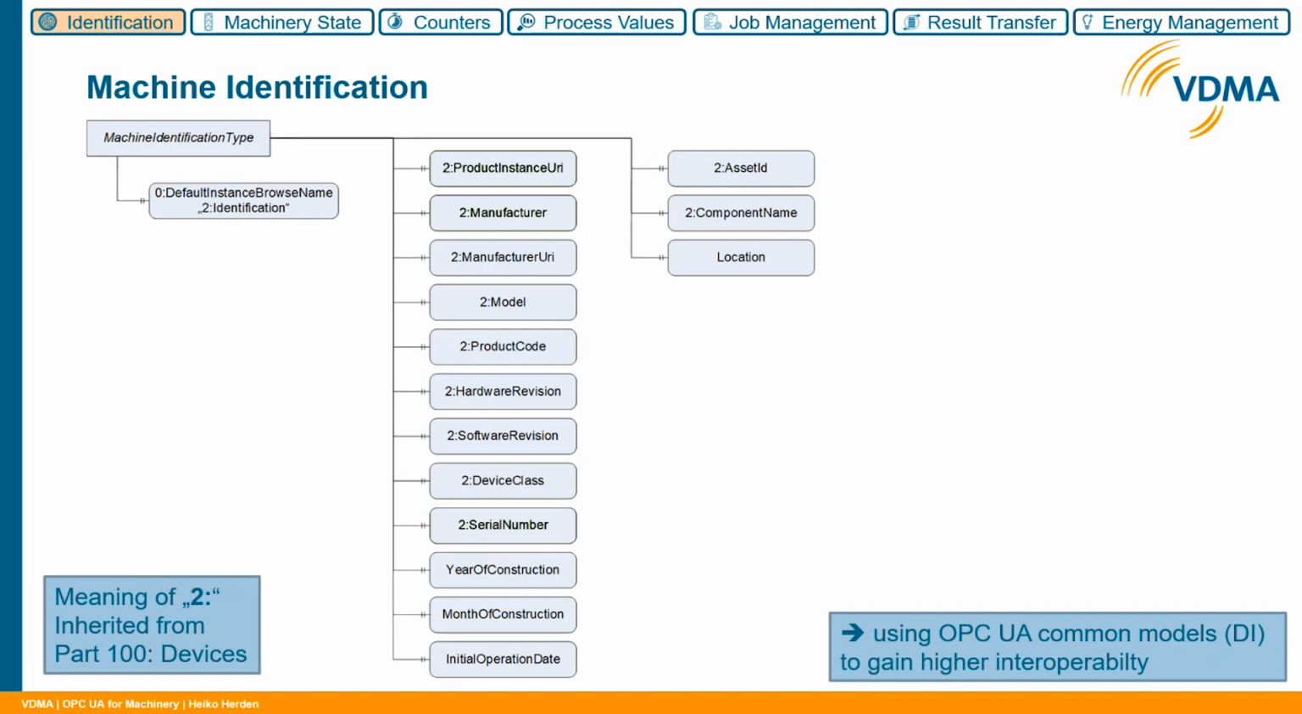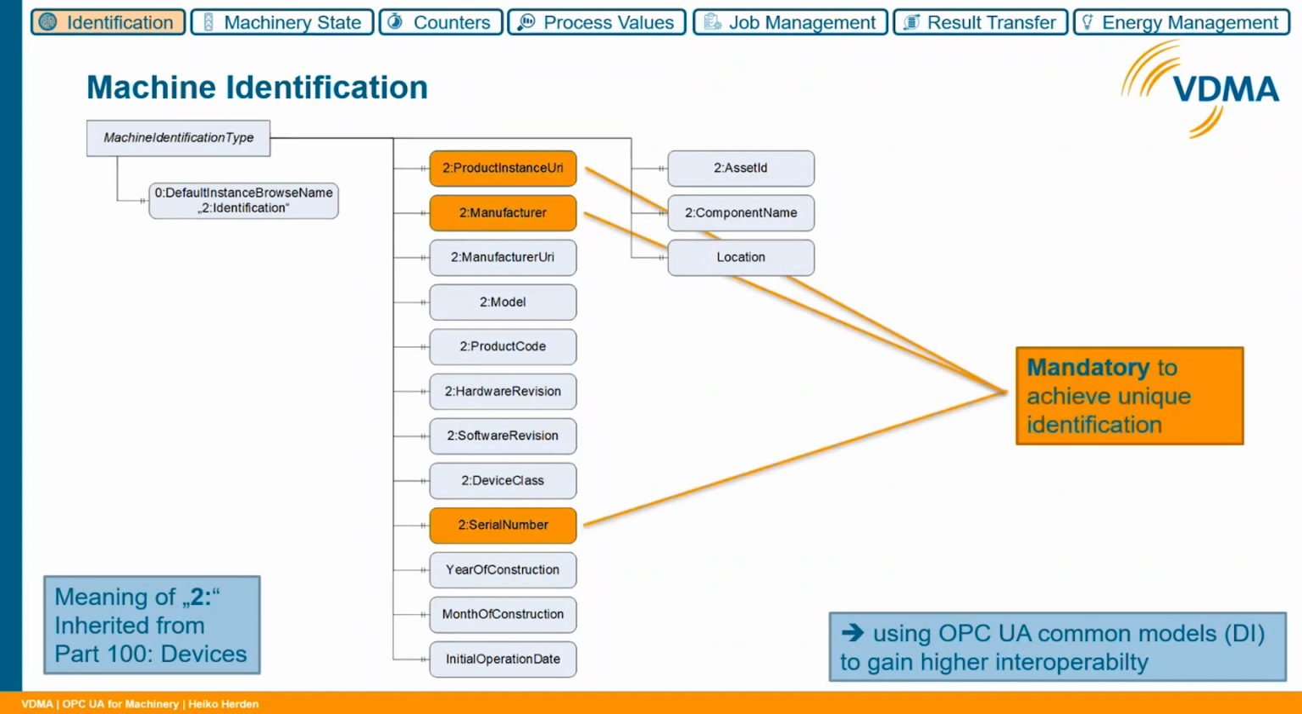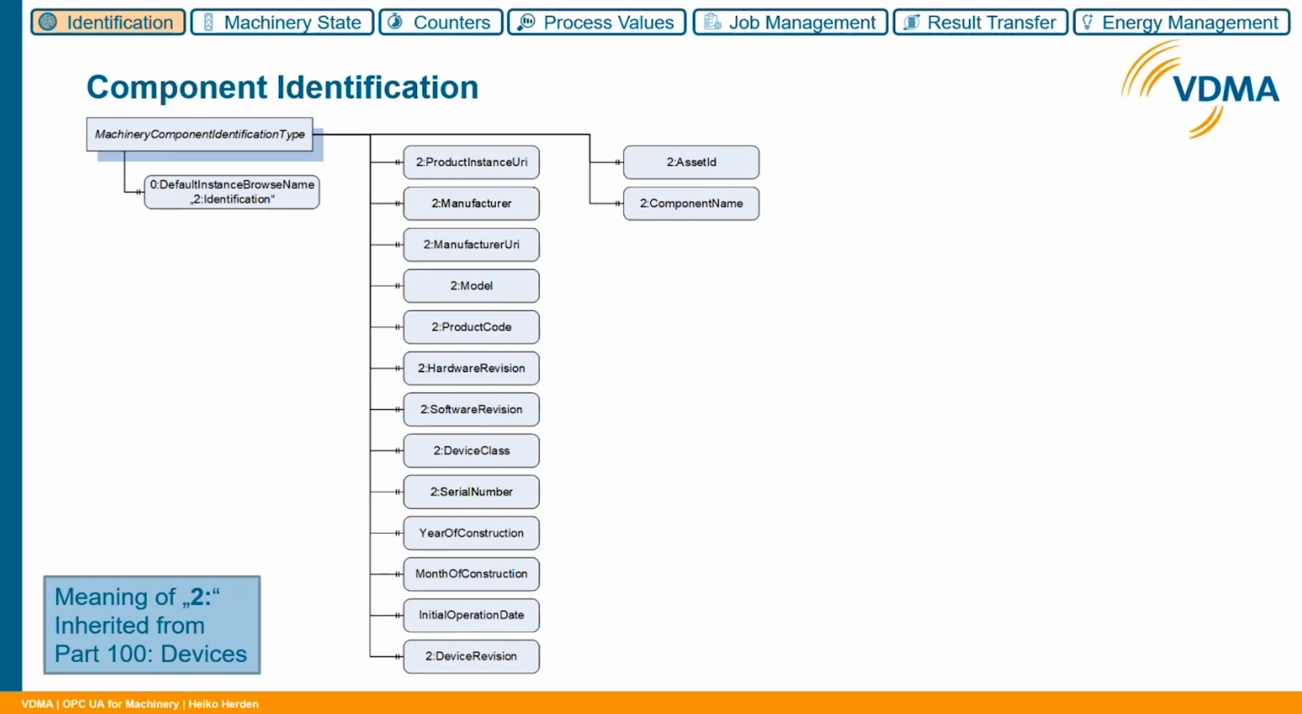So the person or the company who bought the machine can give the machine its own asset ID, its own component name, or its own location, which could be something like hall 4, line 2, position 3 or something. And in OPC UA, in our information models, most of the properties come as optional properties. In this case, we have 3 properties that are mandatory, and we need those 3 properties to be mandatory to achieve a unique identification.